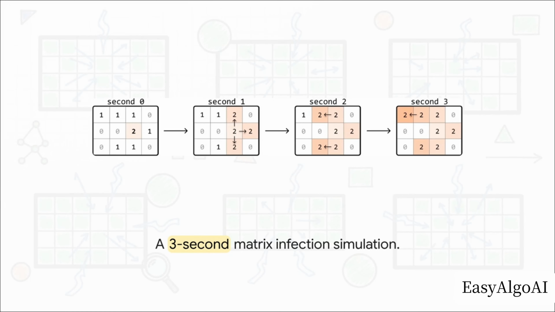Just to make this super clear, check out how the spread looks in action. Notice the progression as we move from left to right. We start at second 0 on the far left with just a single infected cell. That number 2 right there in the middle. See how the infection pushes outward, strictly following that 4-directional rule? 1 second passes, and the cells directly above, below, and to the right turn into 2s. This chain reaction just keeps going until second 3 on the far right, where that final healthy cell up in the top left corner is finally overtaken.